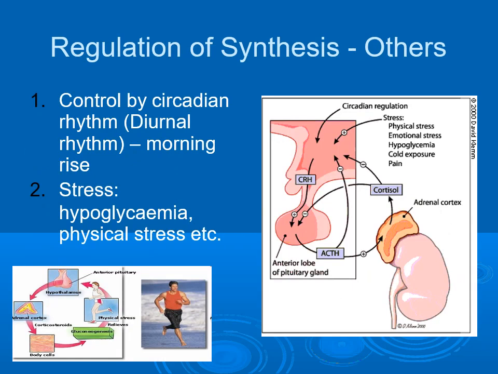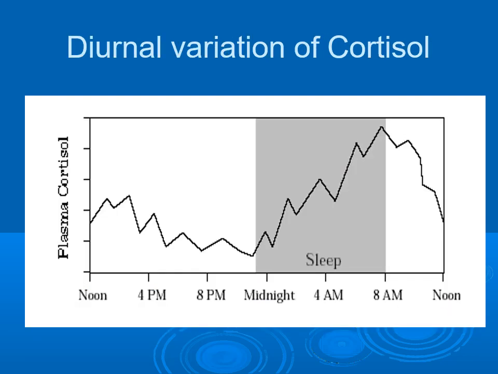Other regulatory mechanisms of steroid synthesis: number 1, control by circadian rhythm or diurnal rhythm. So there is a morning rise of steroids. Second is stress. That means during hypoglycemia or physical stress there is increased synthesis of steroids. In this graph you can see diurnal variation of cortisol. You can see here the maximum steroid level is at 8 am.